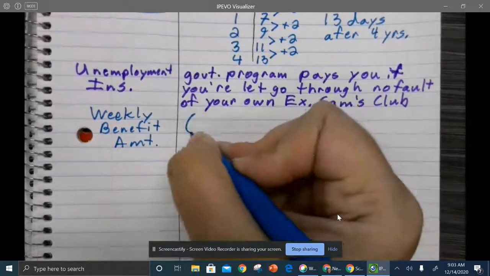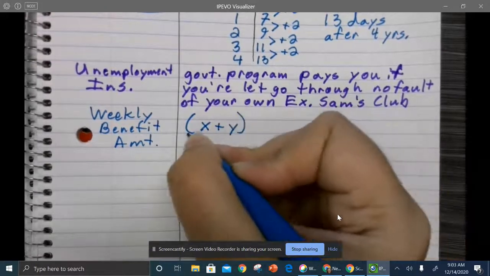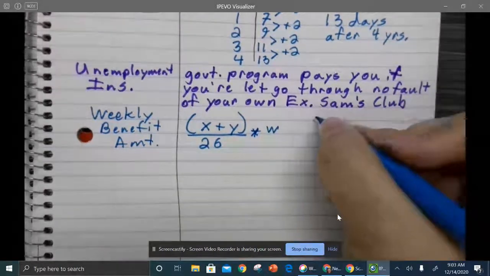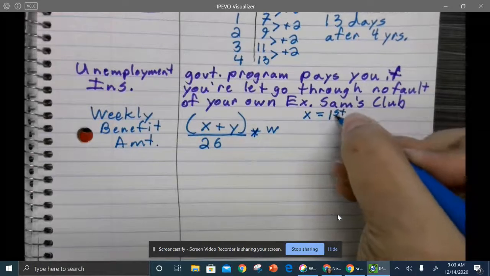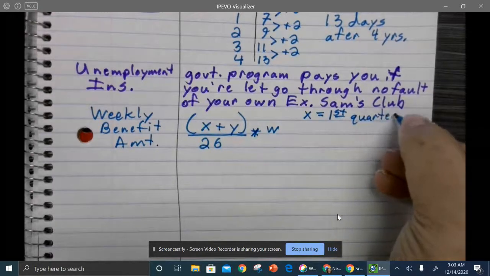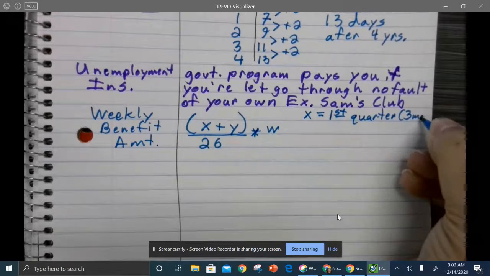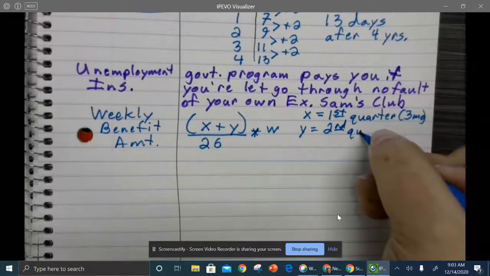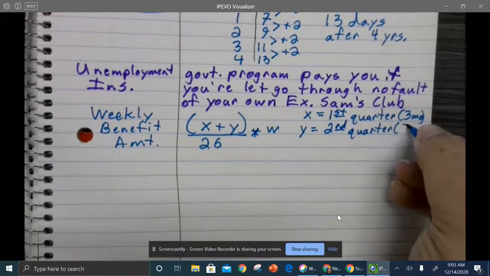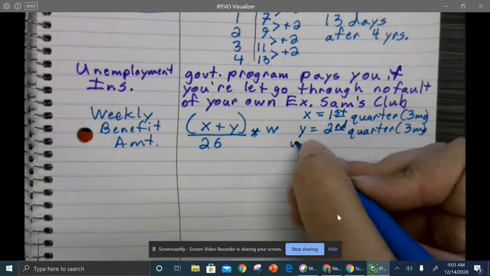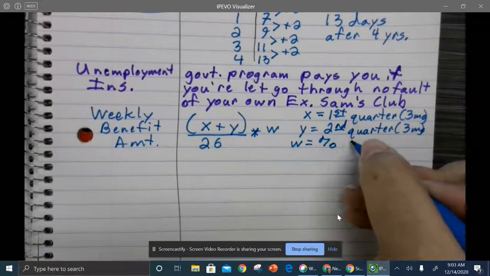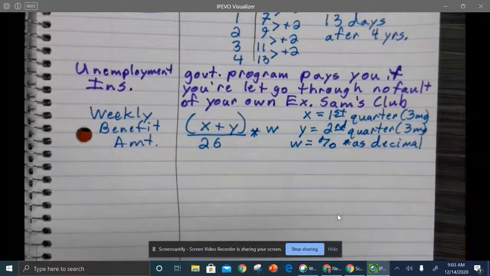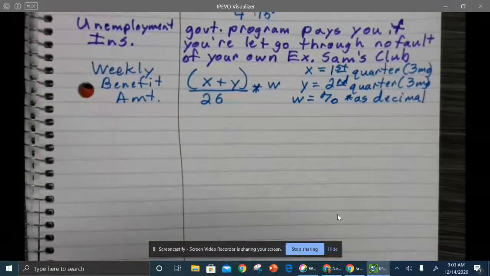Okay, so it's going to be X plus Y divided by 26 times W. Okay, X, everybody, is the first quarter, so they're looking at your highest paid salaries for 3 months. And then Y is the second quarter, so the second highest quarter that you were paid, for 3 months. And then W is the percent, of course, as a decimal. And again, everybody, it does vary state to state. Okay, so let's look at an example of this, everybody.